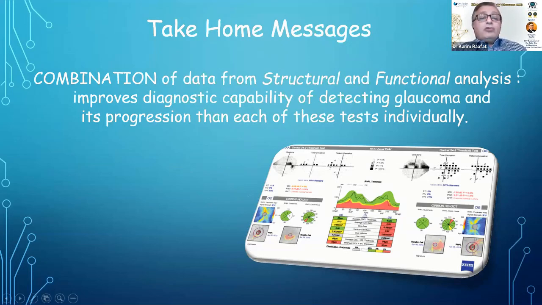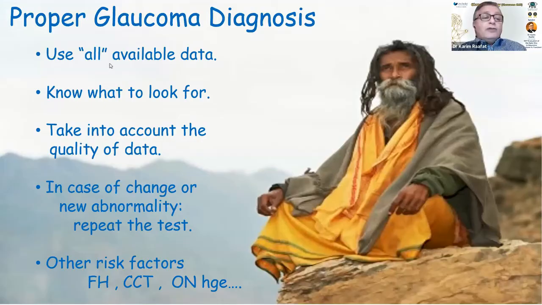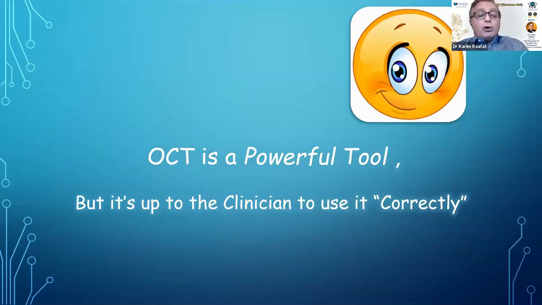And if you look at this wise man's saying, for proper glaucoma diagnosis, we should follow these rules. Use all the available data. Know what we are looking for. Take into account the quality of the data before taking it into consideration. In case of change or any new abnormality, always repeat the test to confirm its reliability. And always consider other risk factors like the family history, central corneal thickness, optic nerve hemorrhage, and the appearance of the disc or rim areas, as Dr. Ali mentioned. All this put together.